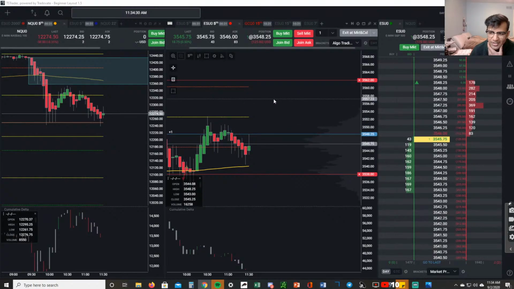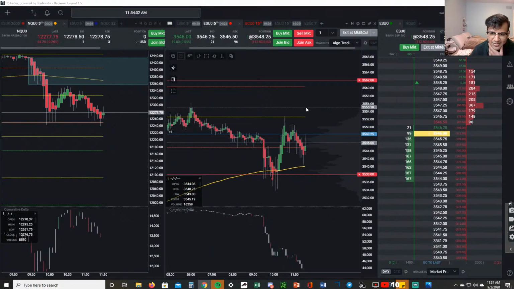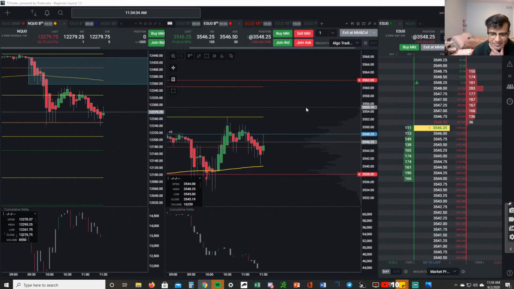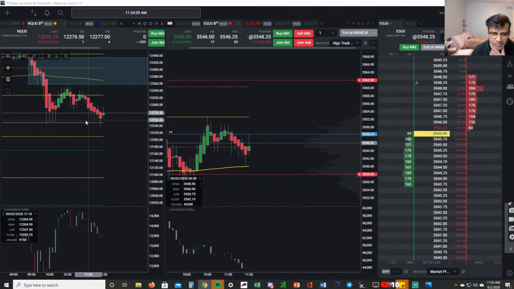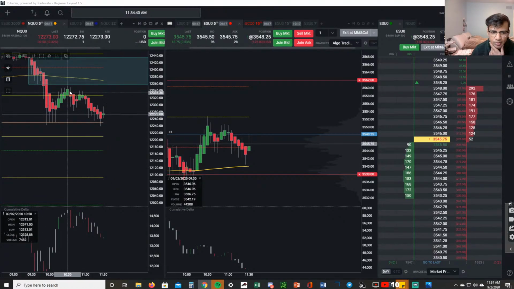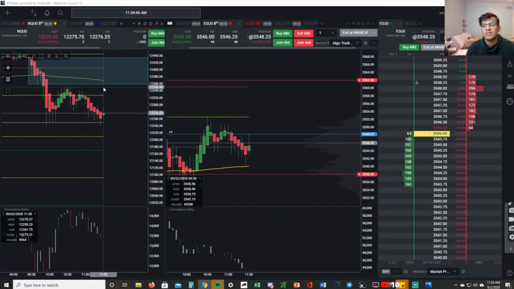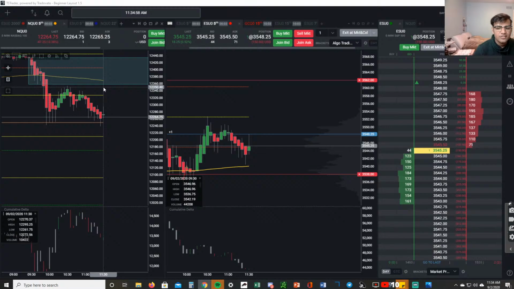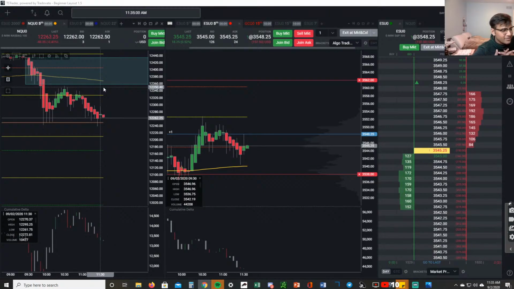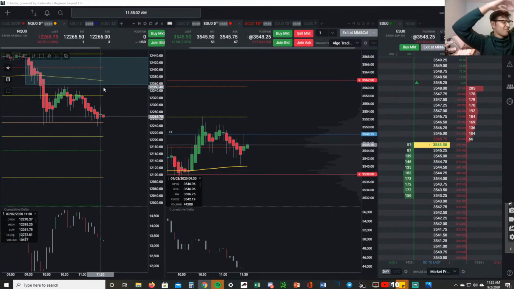Yeah, ES requires a bit more patience sometimes. It's just the way it is. But on NQ, if you're scalping for like 3 points, you're good. The only thing with NQ is that sometimes it pulls back really quick. Trust me, right now I kind of just want to take a nap because it's just like, gotta wait for a while.